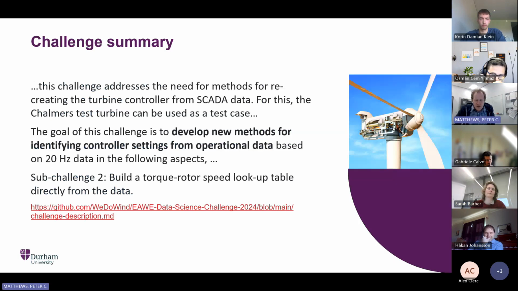So, just to keep it fully contained, I just restated the challenge here. I'm going to be focusing on challenge 2, which is the torque rotor speed lookup table from the data.